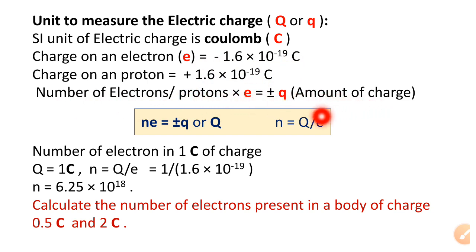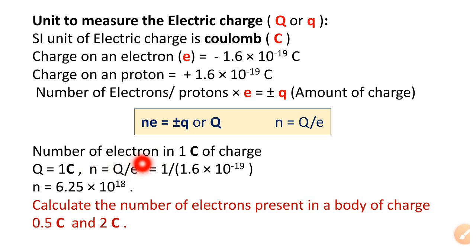So the number of electrons into the electronic charge gives an amount of charge that is termed Q or plus minus Q. If we want to get the number of electrons or protons, this is the formula: n equals Q by e. We are just doing simple mathematics here. One numerical is solved here.